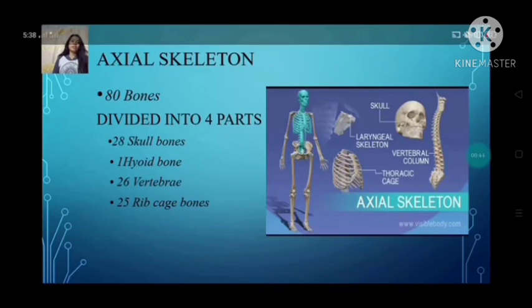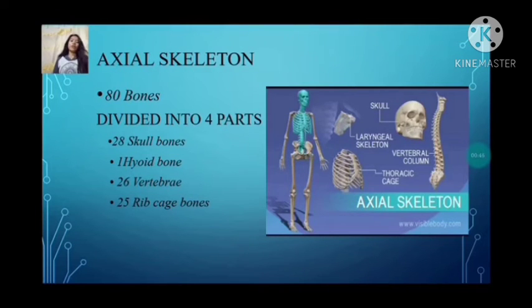The axial skeleton forms the long axis of the body. It is composed of 80 bones, and those 80 bones are divided into four parts: skull, hyoid, vertebrae, and rib cage. In the skull, we have 28 bones. In the hyoid, we have 1. The hyoid bone is the only bone that does not articulate with another bone.